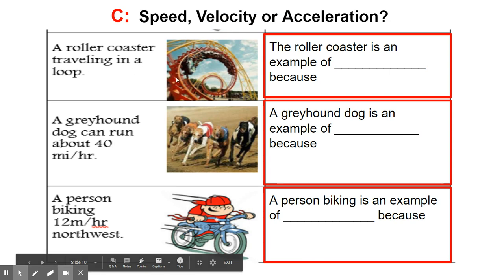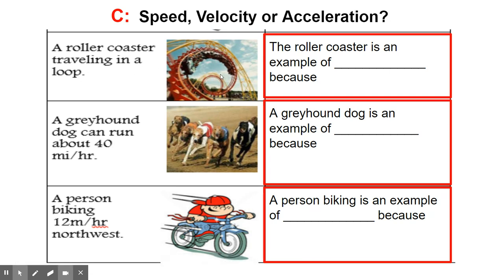A roller coaster traveling in a loop. So if we look at this roller coaster, we understand it's going to be changing its direction, don't we? When it goes up, then down, west, east. So the roller coaster is an example of acceleration because we're changing our direction. We could also be changing our speed as we go down and up hills.